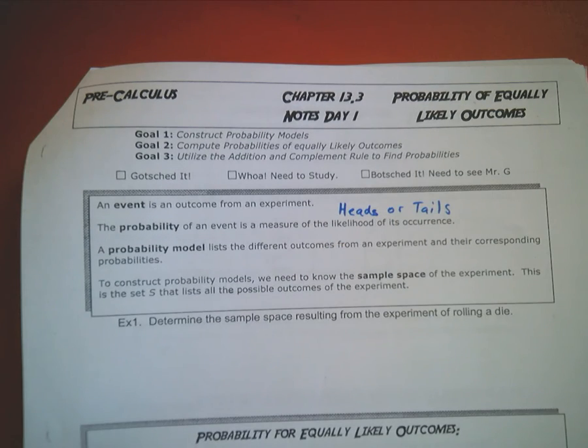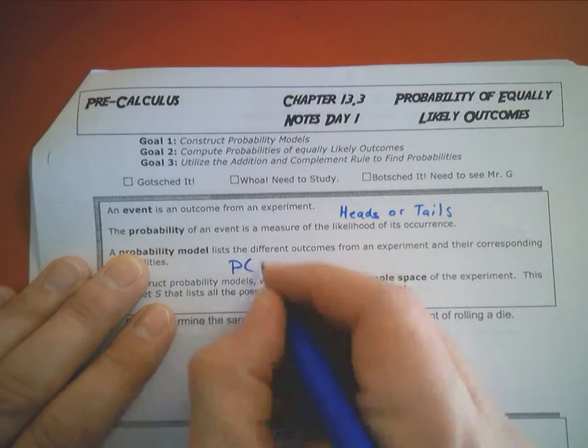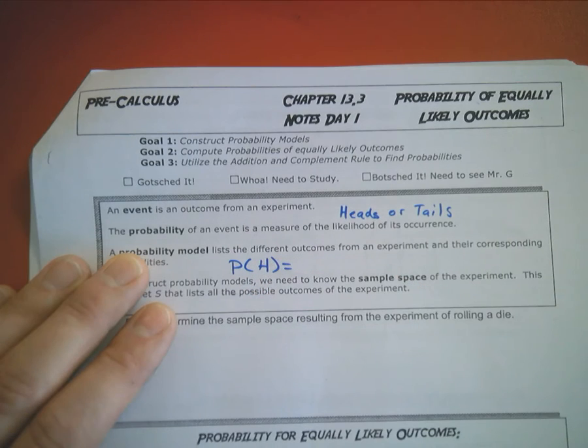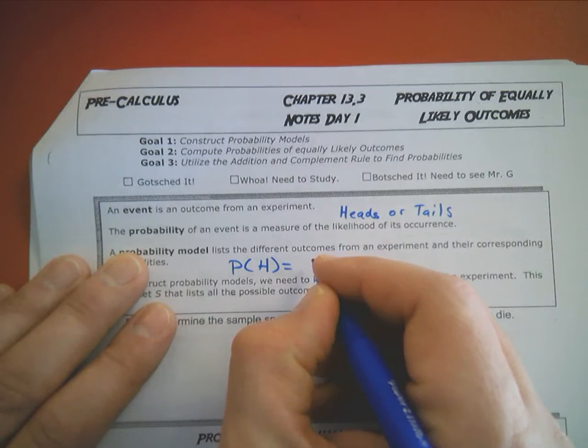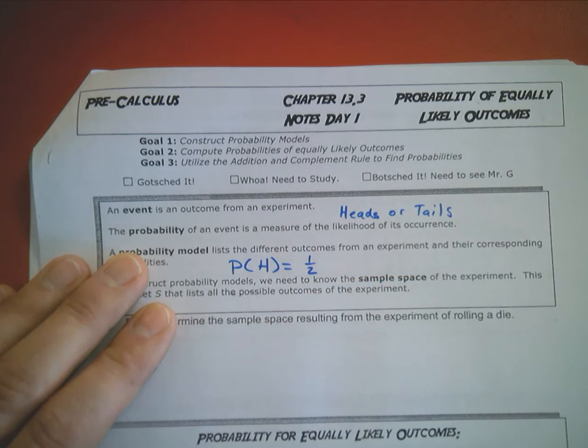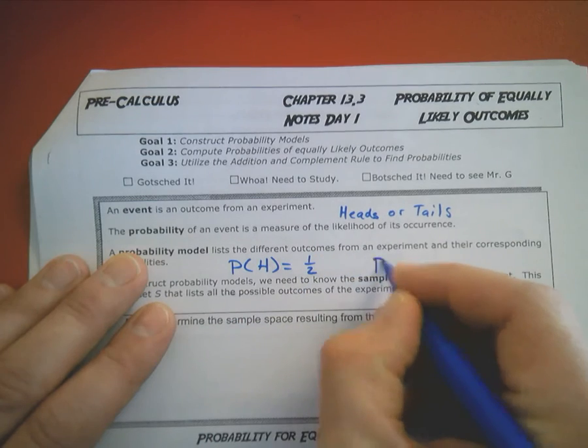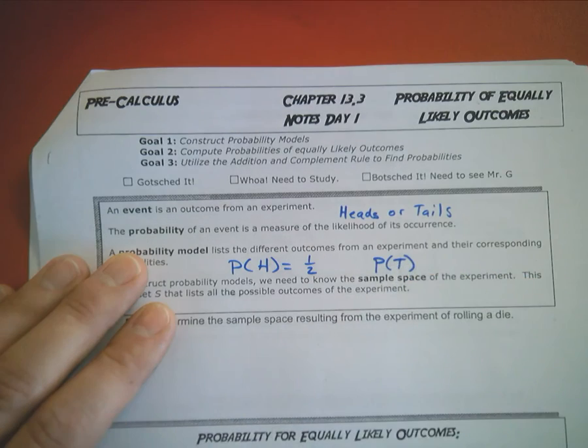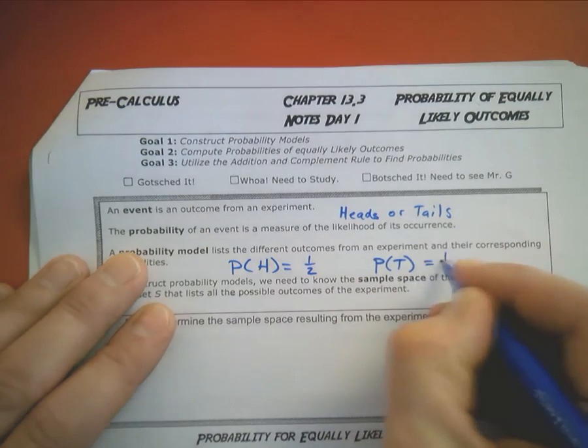Now, the probability of an event is a measure of the likelihood of the occurrence. And a probability model lists those outcomes of the experiment. So when we take a look, the probability of getting a heads, so P for probability of heads, is going to be what percentage? What do you guys get? 50%, which is one heads out of two possibilities. Versus the probability of tails, T for tails, is 1 out of 2.